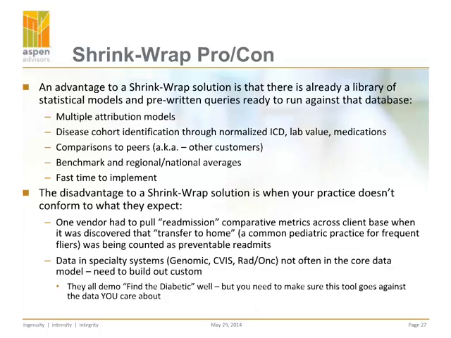Also, data in your specialty systems, your genomics, your cardiovascular, your RADONC, is often not in the core data model for any of these shrink wrap solutions, and you would need to build out a solution. I'll just tell you right now, when you go and you get demos, everybody does find the diabetic well. It's real easy to get that now. But you need to make sure the tool goes against the data that you care the most about.